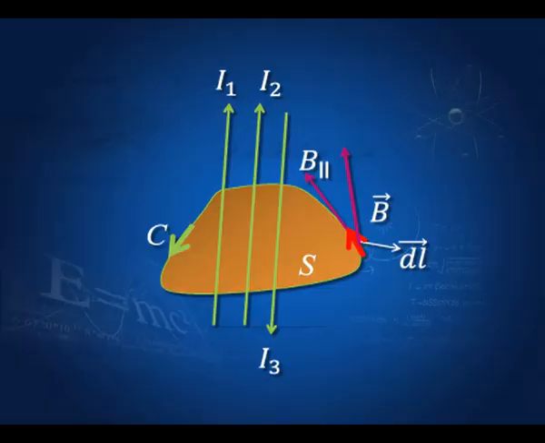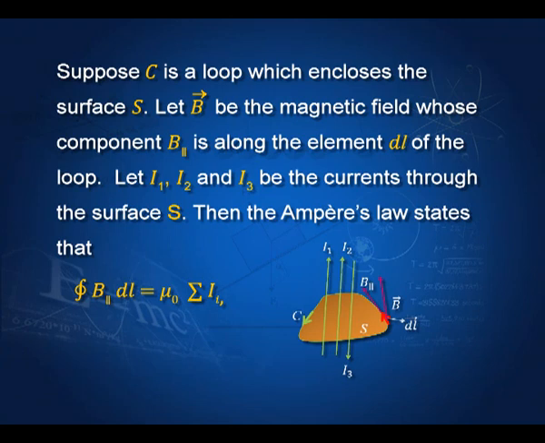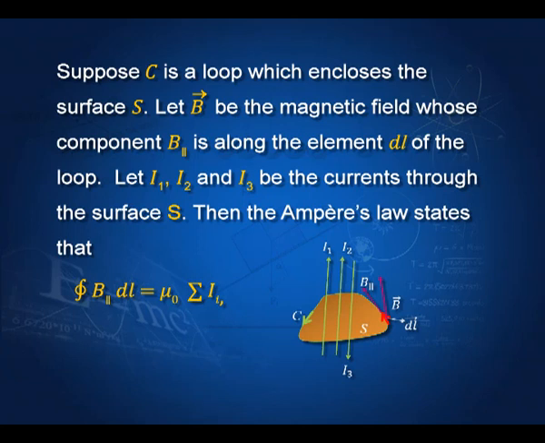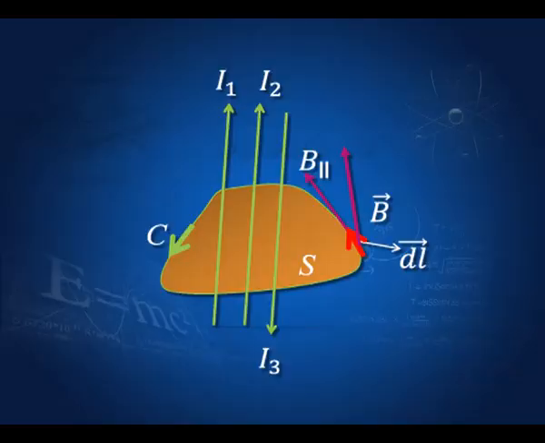Let me explain. I have a loop C here. This loop spans a surface, and the currents are going through this surface this way or that way. And if I take the component of magnetic field parallel to the direction of the loop, then the integral of B parallel over this loop gives us mu 0 times the sum of currents which are passing through this surface which spans this loop C, explained here in greater detail.